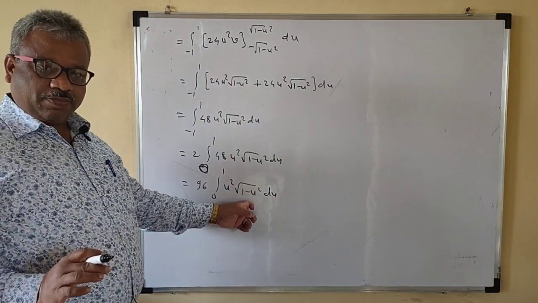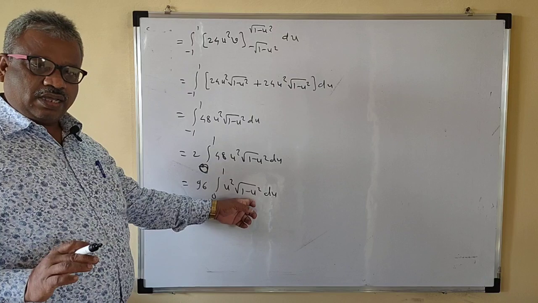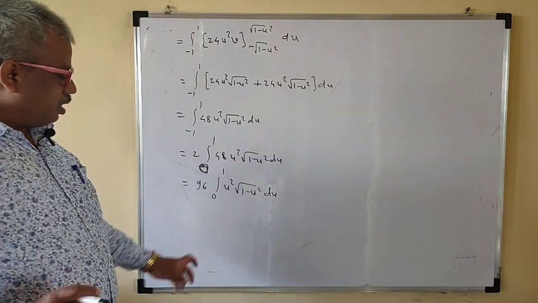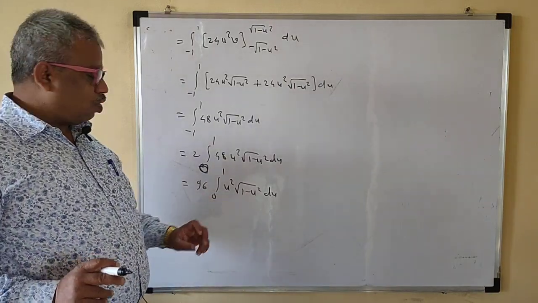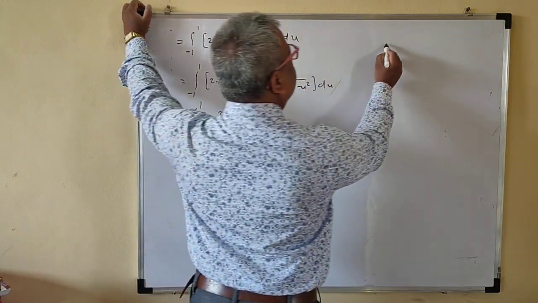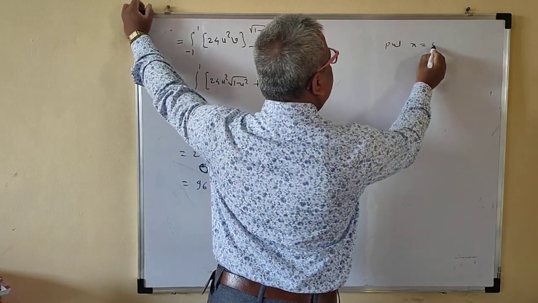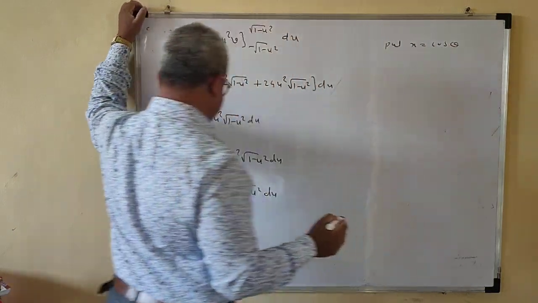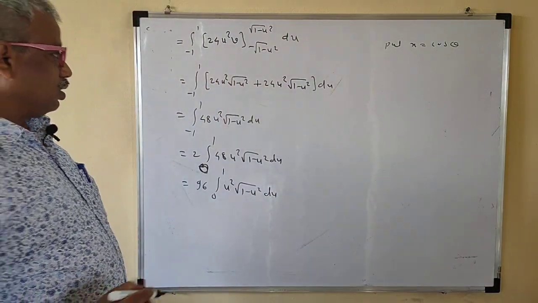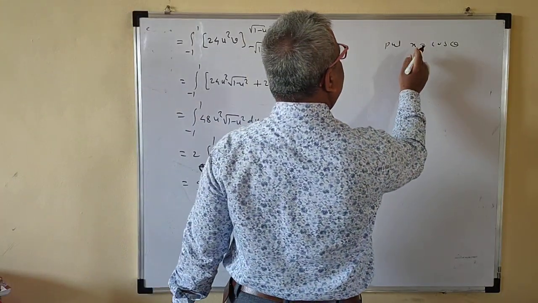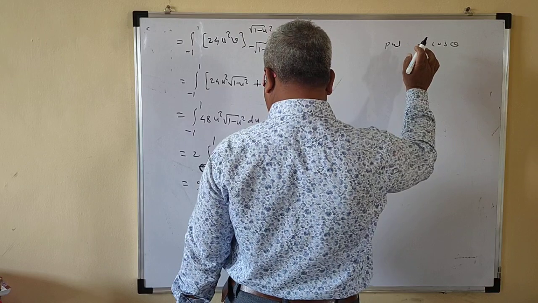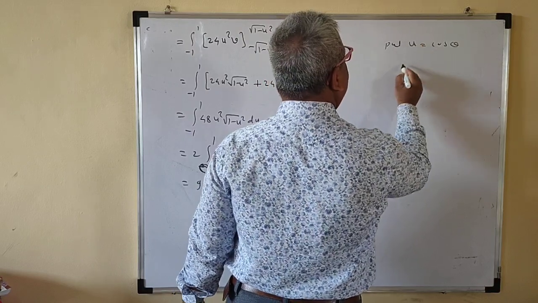So what here? Root of 1 minus u square is there. You know that 1 minus sin square is cos square. So what we will put? u is equal to cos theta. Okay. So put u is equal to cos theta. We will put u is equal to cos theta. That means u is equal to, okay, so put u is equal to cos theta.